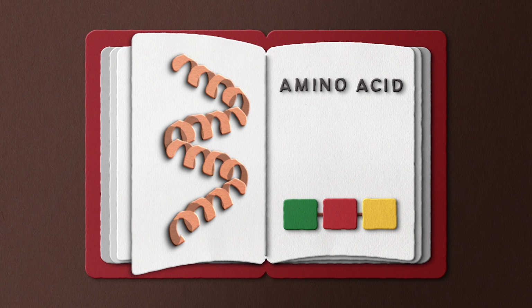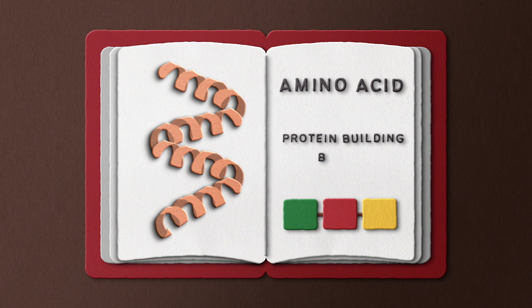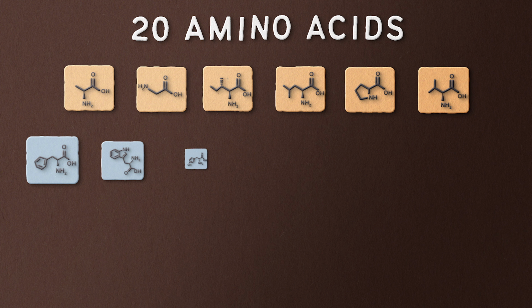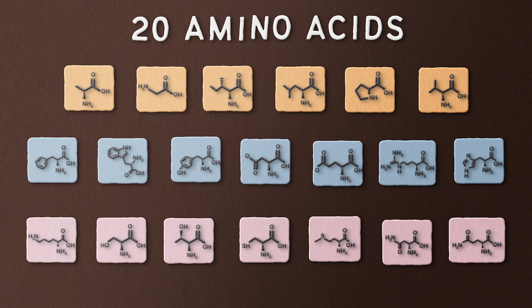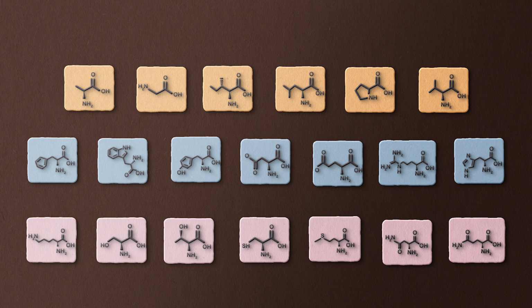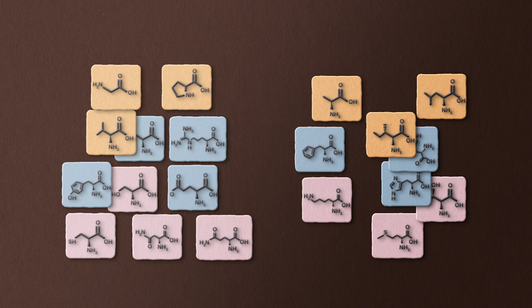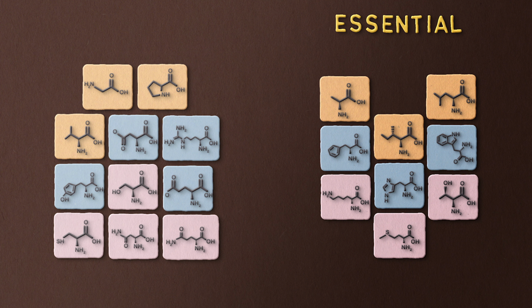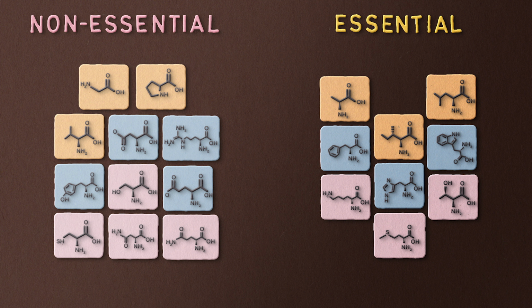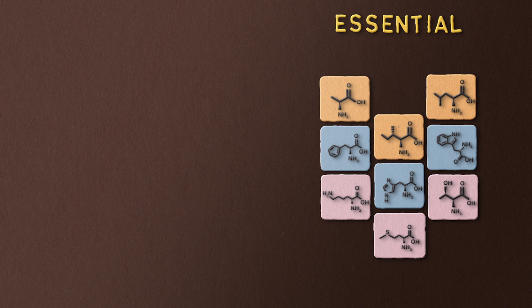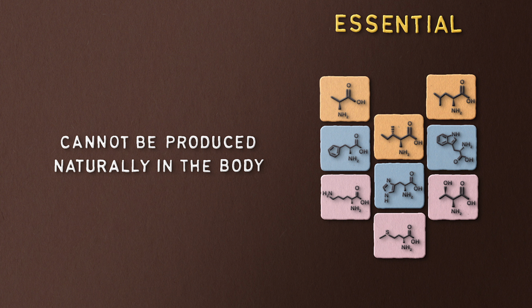Put simply, amino acids are protein building blocks. There are 20 different amino acids that are important for our bodies to function, which can be split into two groups: essential and non-essential. Essential amino acids are the ones that we cannot produce naturally in our bodies, so we have to get these from our diet, like arginine.